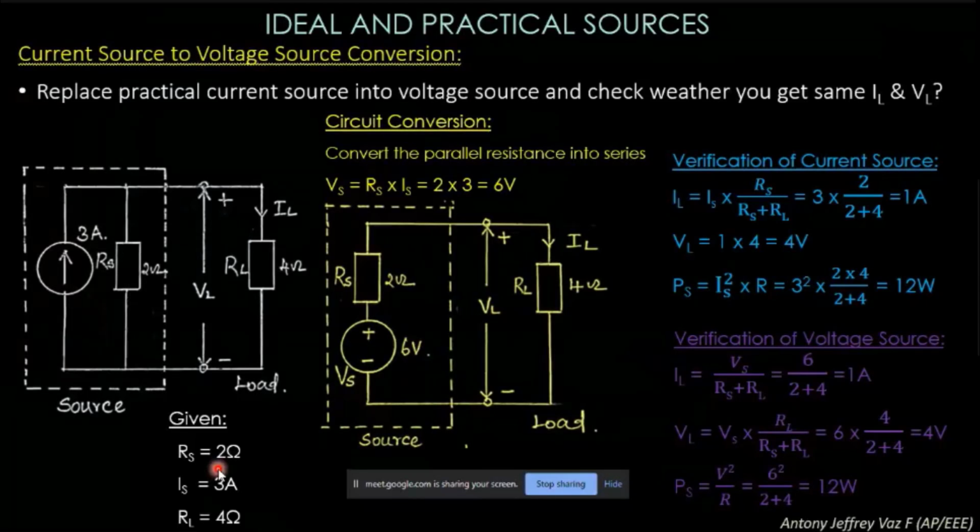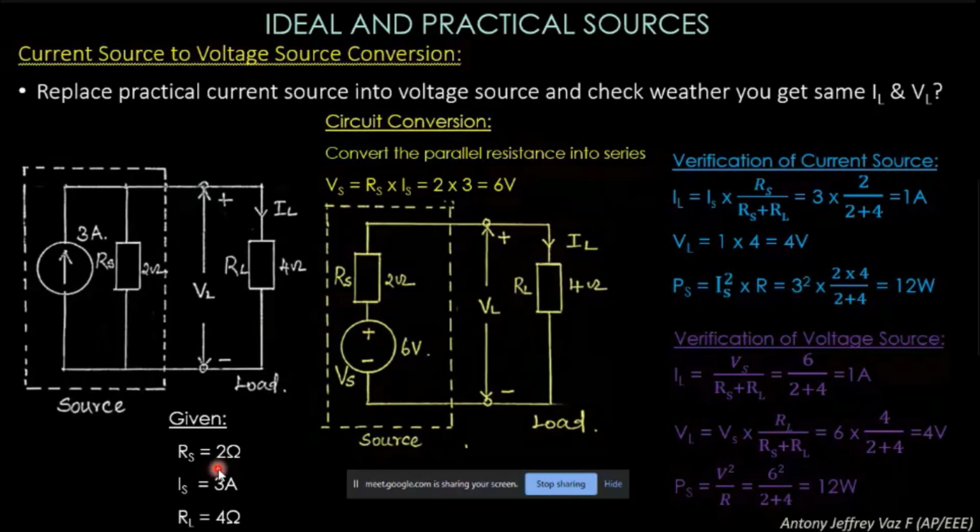Okay, what have we seen in the earlier classes? We have seen about ideal and practical voltage and current sources. You know what an ideal voltage and current source is, and now you know what a practical voltage and current source is. Okay, next we are going to study the conversion of sources.